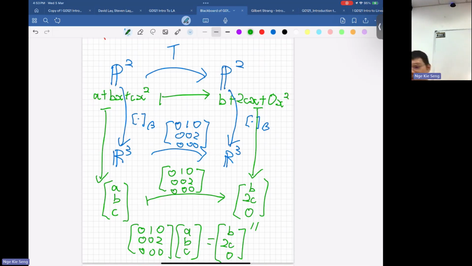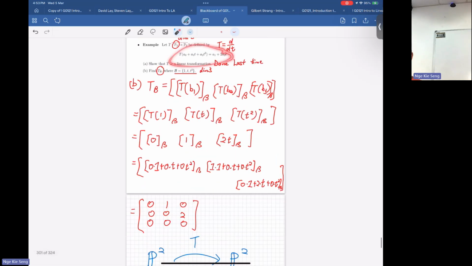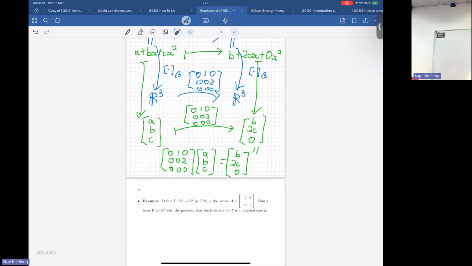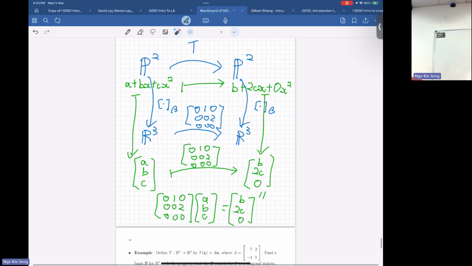So the key here is, I define T on polynomials, but there is an associated matrix. What does this associated matrix do? If you apply the coordinate vector mapping to your vector space, then this matrix will get you from the domain Rn to the codomain Rm, where Rn and Rm correspond to the abstract domain and codomain, the abstract vector spaces.